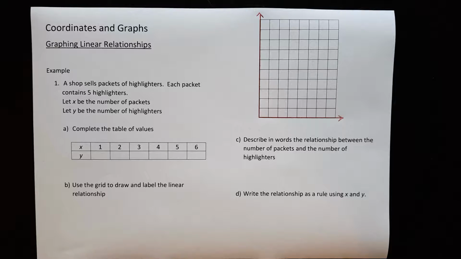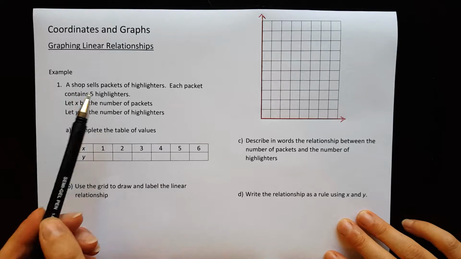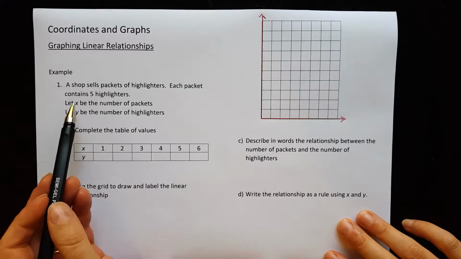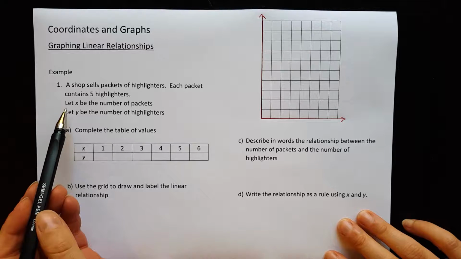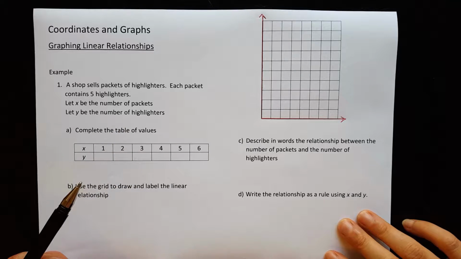Today we're doing coordinates and graphs, and we're going to be graphing linear relationships. So we're going straight into our examples today because these are practical questions we're doing. Our first question says, a shop sells packets of highlighters. Each packet contains 5 highlighters. Let X be the number of packets and let Y be the number of highlighters. Complete the table of values.